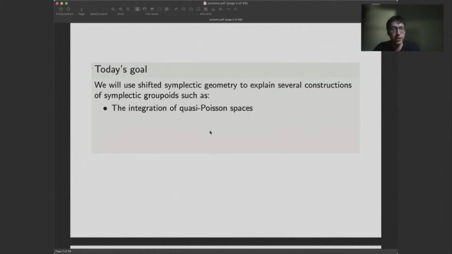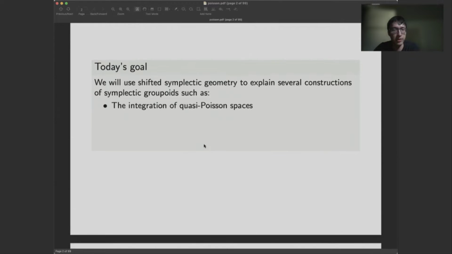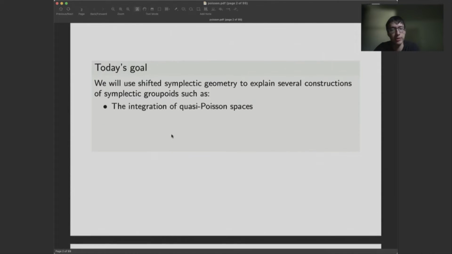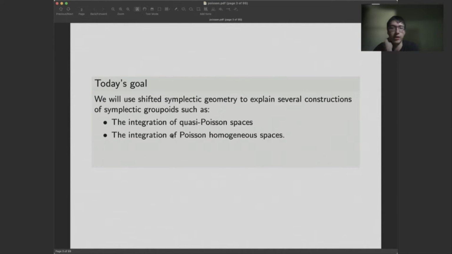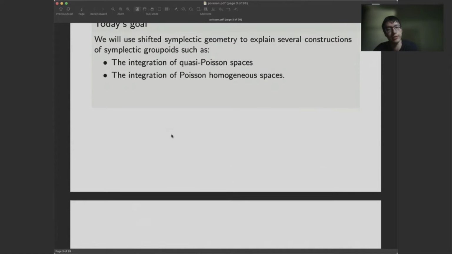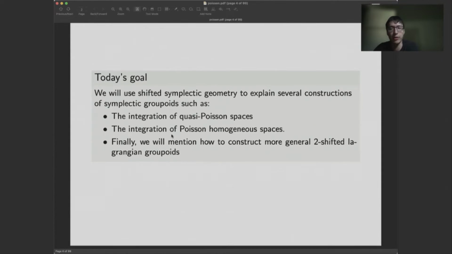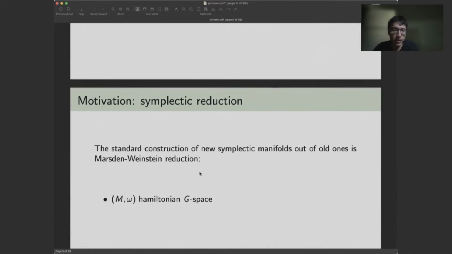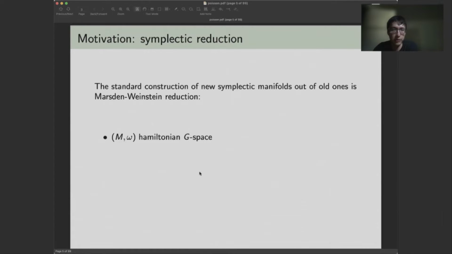So today we are going to see how shifted symplectic geometry allows us to explain several constructions of symplectic groupoids and related techniques. We will see how we can integrate Poisson spaces. We will also see an explanation for the integration of Poisson homogeneous spaces. And finally, I will mention how to construct more general objects of this kind that I'm going to call two shifted Lagrangian groupoids. So let me begin with a motivation.